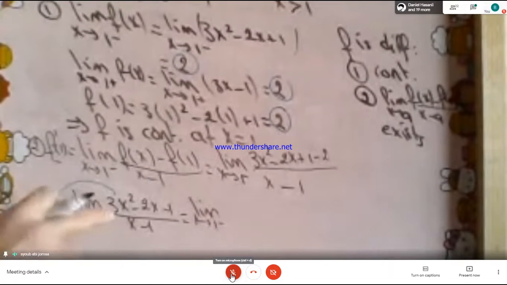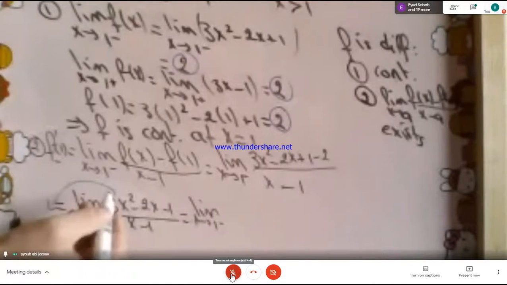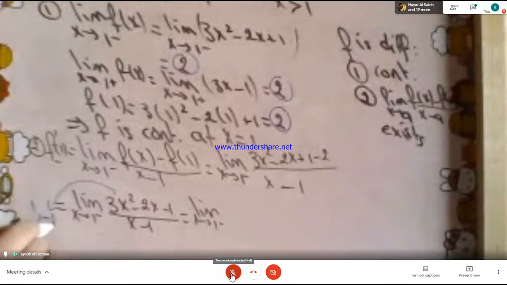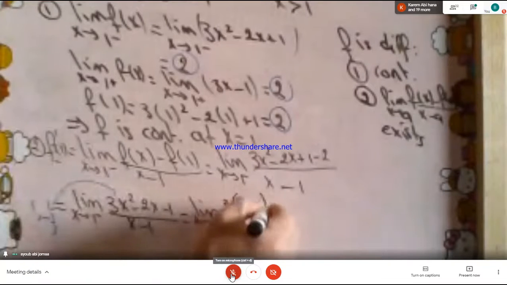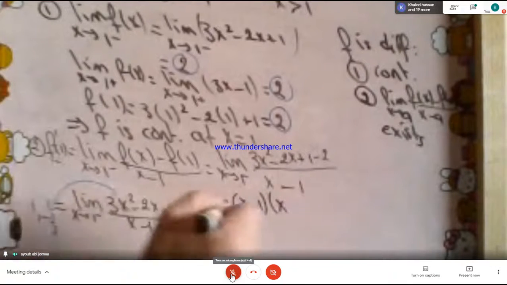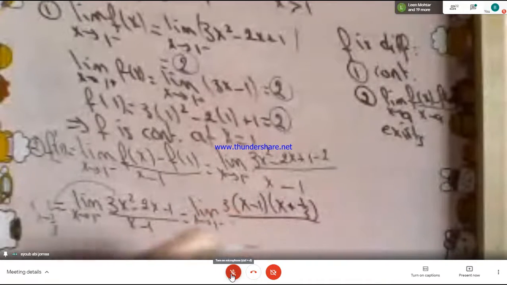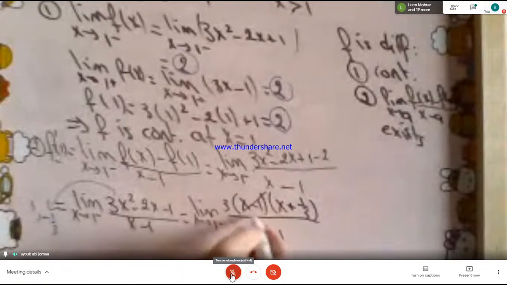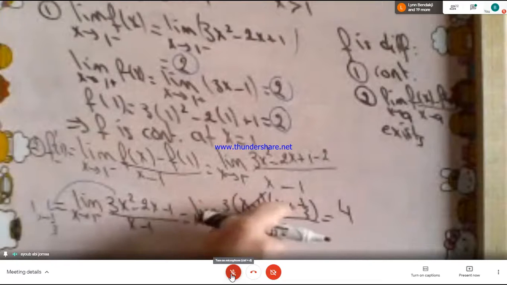So the roots here for this quadratic are 1 and negative 1 over 3. Factorize: a times x minus x1, x minus x2. So it is 3 times x minus 1 times x plus 1 over 3, all of it over x minus 1. Simplify and then replace. The answer is 4. Replace x by 1, multiply by 3, you get 4.